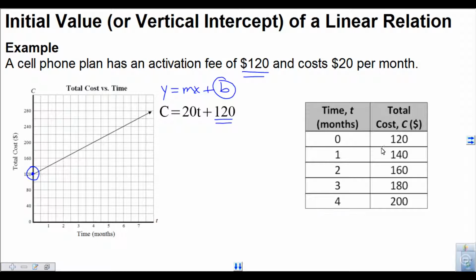Now, from a table of values, again, here's the 120. That's the value when the t value is at 0. So you notice, again, that corresponds to this point 0, comma 120. That's the point right here on the vertical axis. So you can see that you can view the vertical intercept or the initial value in all representations of a linear relation: on a graph, as an equation, and in a table of values.